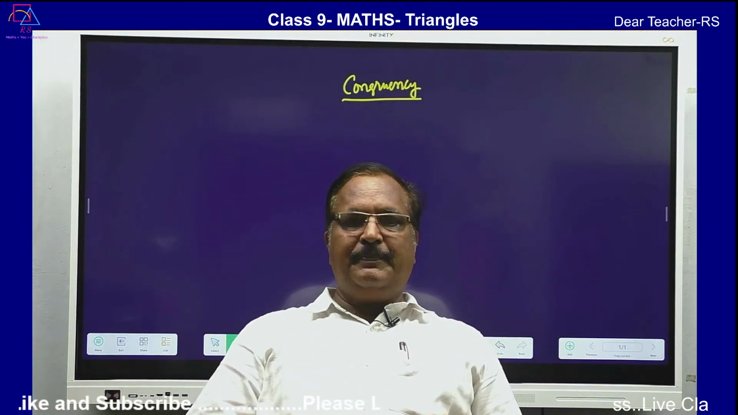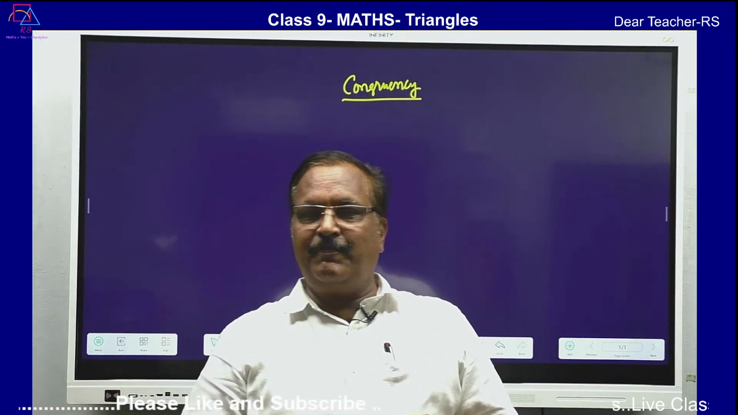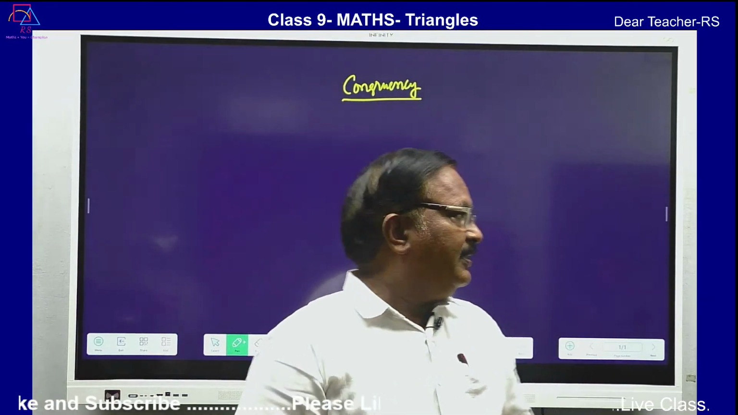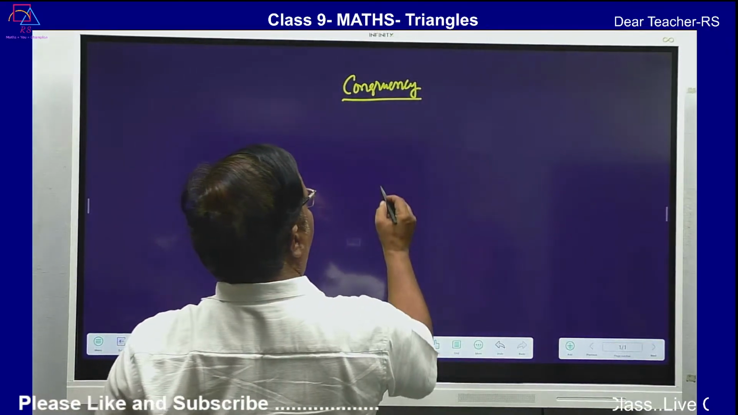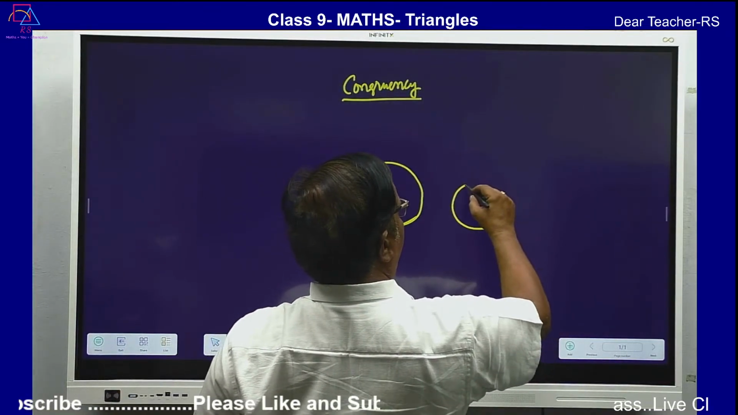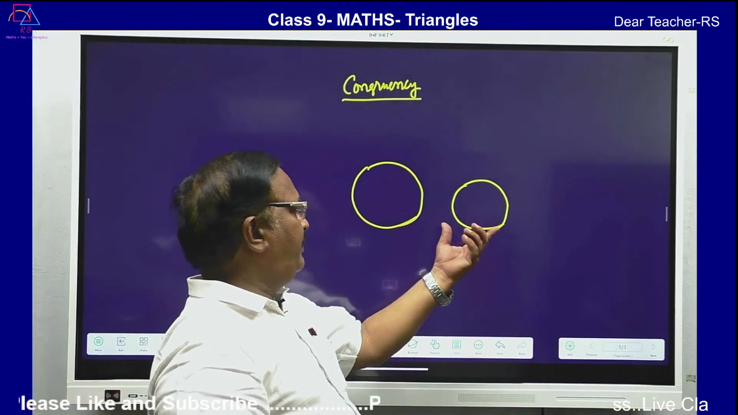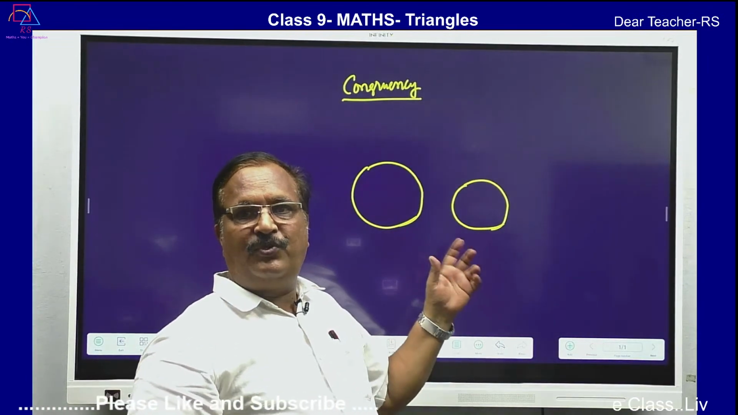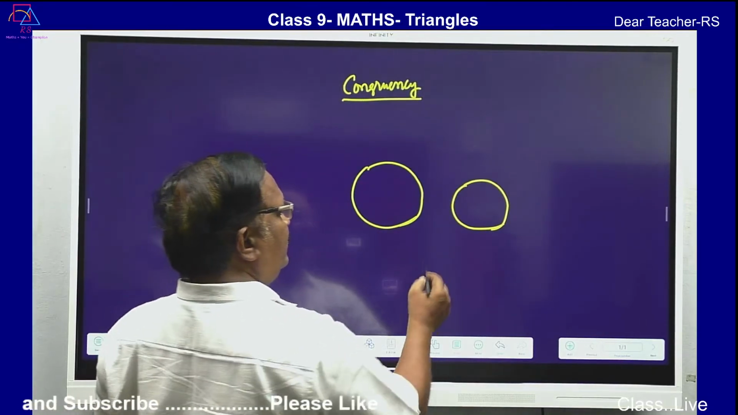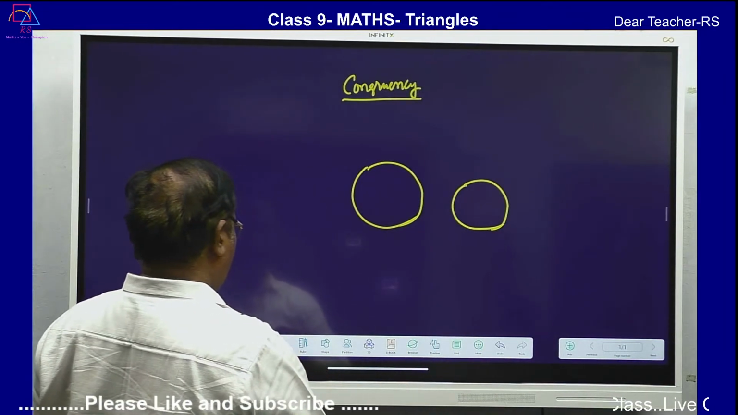So let us go for congruent figures. Geometrical figures. Let us talk about only the plane figures. There are so many plane figures. If I say this is a circle and this is one more circle, by looking, these two are not looking congruent, because if you keep this circle on this, it won't cover exactly. That is why these two figures are not congruent.